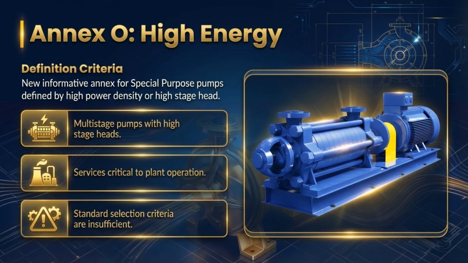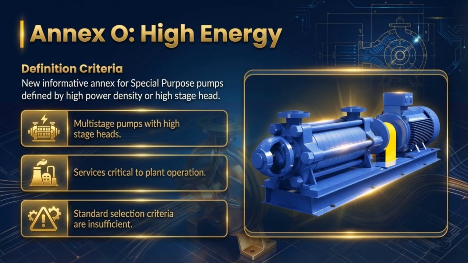High Energy Pumps, API 610 Annex O. Annex O of API 610 specifically addresses high energy pumps, which are considered special performance pumps due to their demanding operating conditions. High energy pumps are typically characterized by very high power density, high differential head per stage, or high discharge pressures. These pumps operate under severe hydraulic and mechanical stresses, and therefore the conventional pump selection criteria used for normal services are not considered adequate.